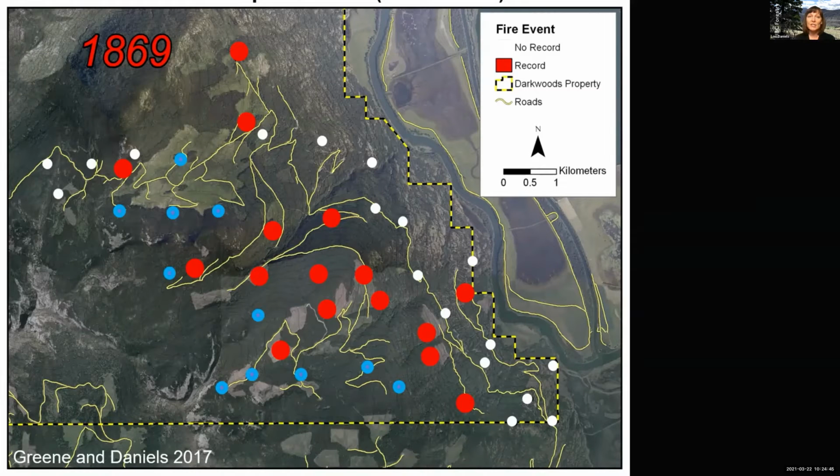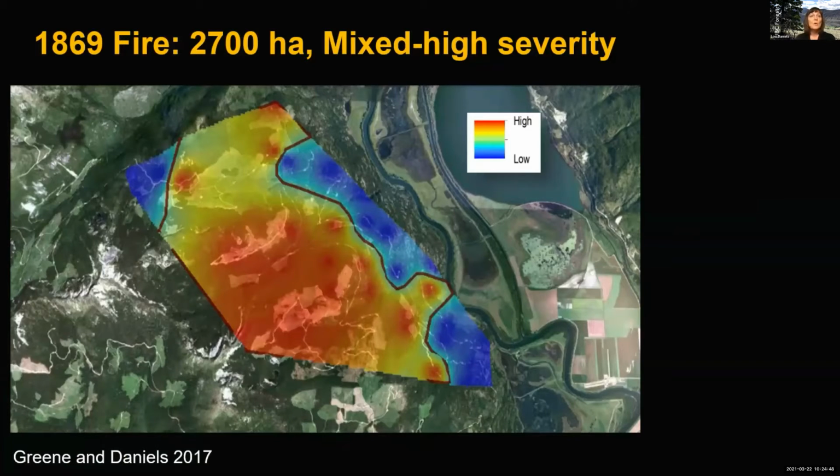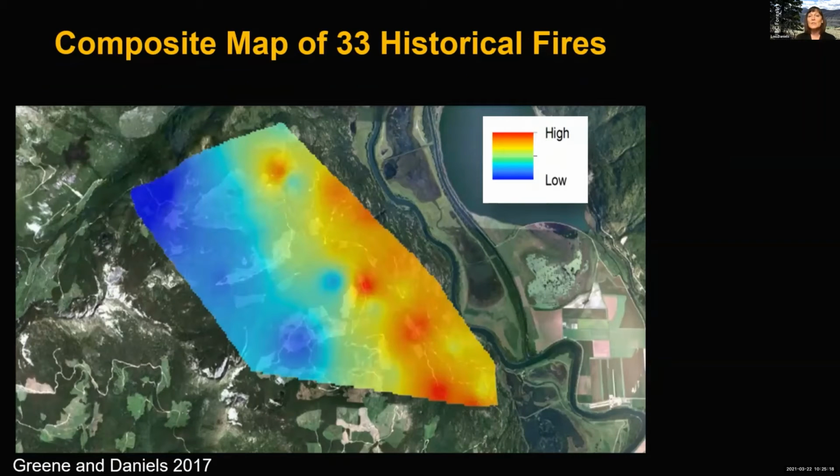So combining this information and extrapolating across the landscape, we were able to create this heat map where the strength of evidence gives us high likelihood of fire in the warmer colors, and the blue is the low likelihood of fire in 1869. And we were able to estimate that across our 4,000 hectare study area, about 2,700 hectares burned at mixed to high severity in this particular year. Now, Greg was able to repeat this for 33 out of the 41 fires that he reconstructed. And here's the heat map showing us where the fire was more commonly occurring in the landscape and where it was less common once we had that composite map compiled.